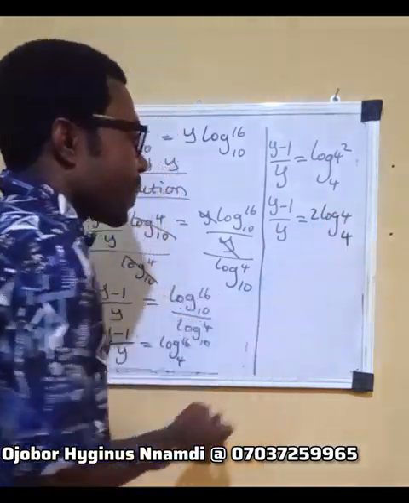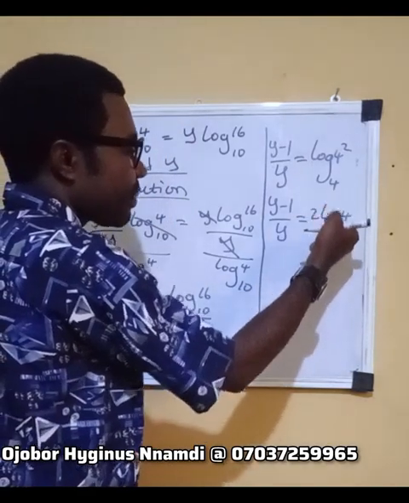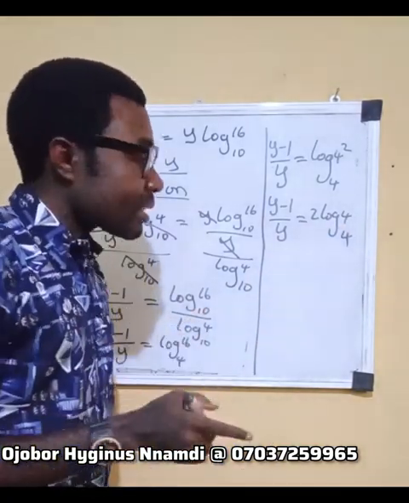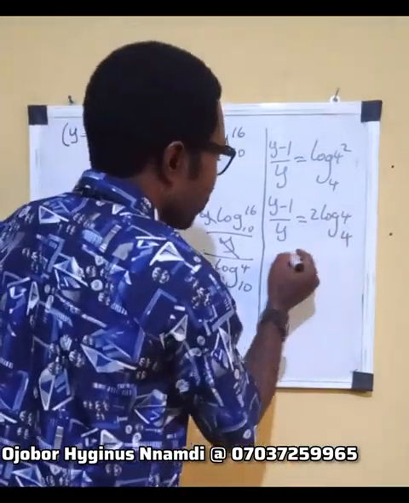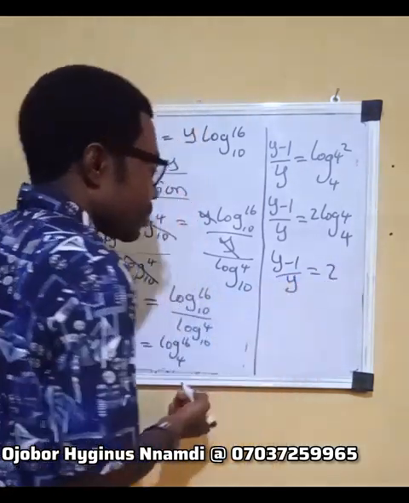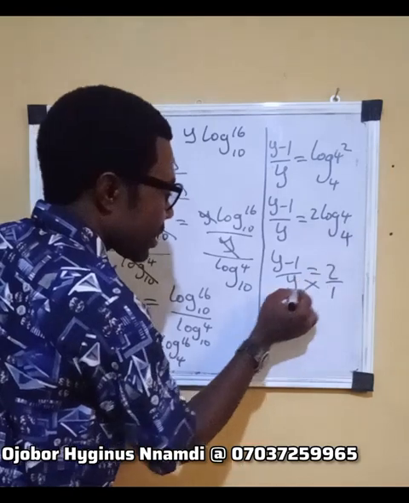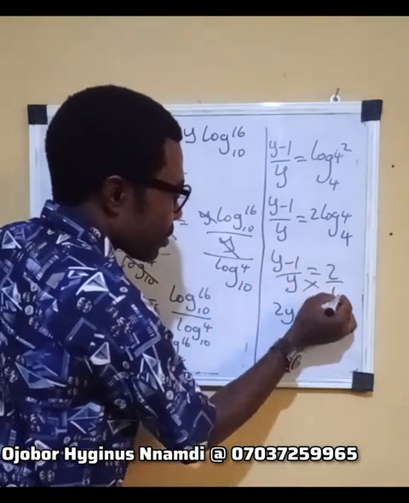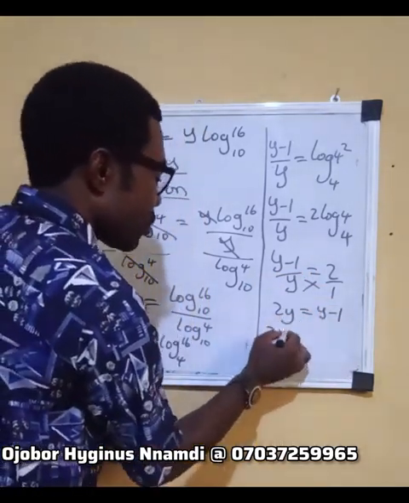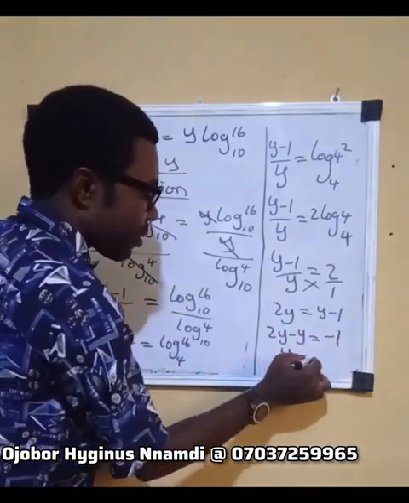And the law of logarithm says that if the logarithm of a number and the base are the same, the logarithm of that number is 1. That is, log a base a is 1, so log 4 base 4 is 1. So we have y minus 1 over y equals 2 times 1, which is 2. So 2 over 1 we cross multiply. We have 2 times y, which is 2y, and y minus 1 times 1, which is y minus 1. So if we move this y to this side, it becomes 2y minus y equals minus 1. 2y minus y is y, so y equals minus 1.